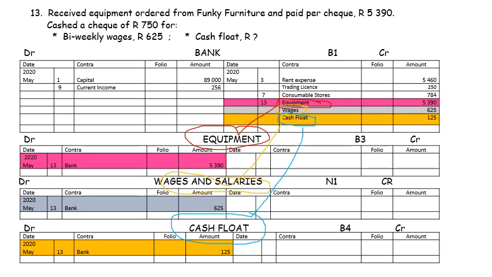How do I get the cash float amount? I take the check amount of 750 minus what we spent on the wages, the 625, and that tells you what is left for cash float. That gives me the 125. That's where the amount for cash float comes from.